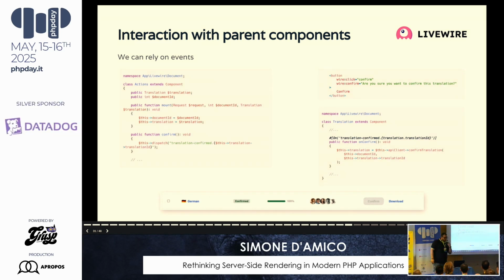Well, there's another thing. So far, we have just seen the change of the status of a single component, which is independent. It doesn't interact with the parent component. But what if we want to change the state of the parent component according to the interaction of a user? As in this case, clicking on the confirm button, you can actually confirm the translation on the backend, and then we want to see the new state for the whole component. Well, in this way, we can rely on events.